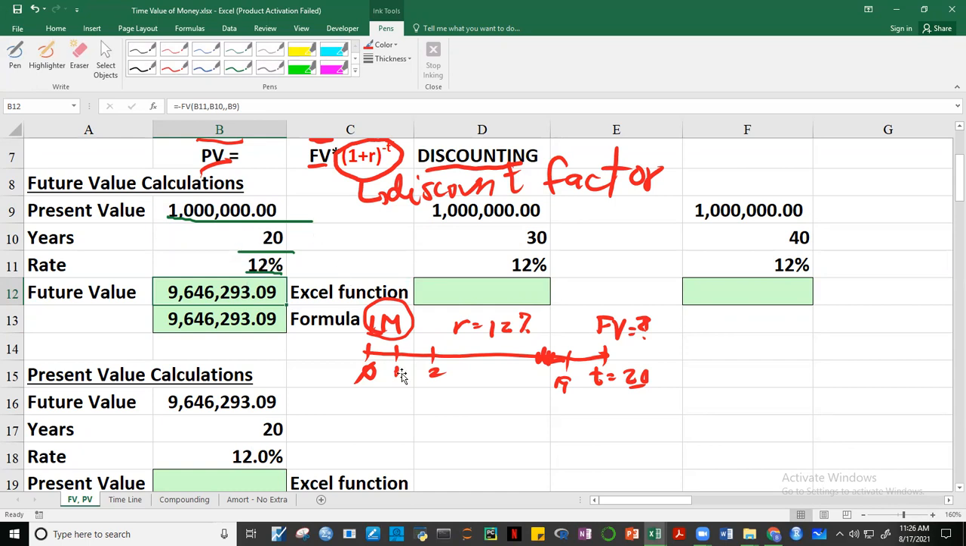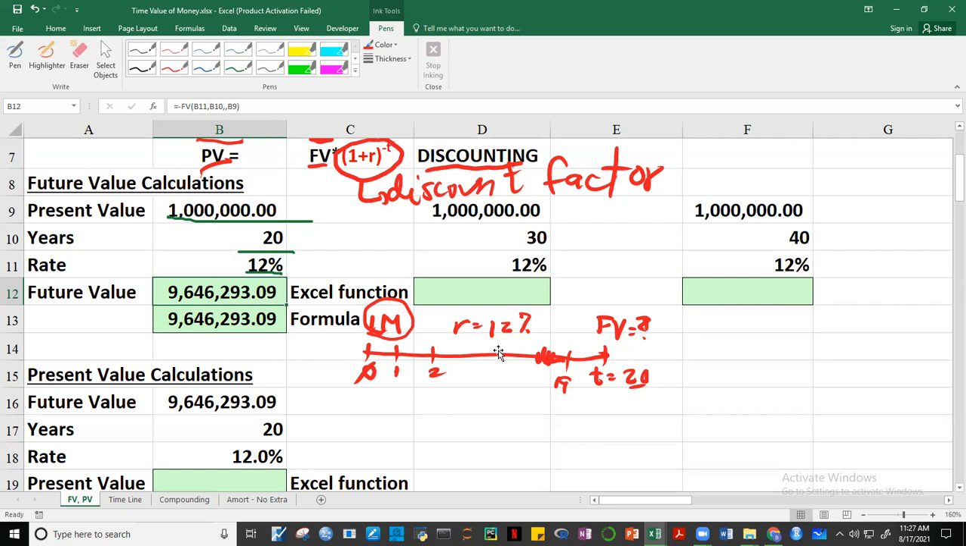Okay, so ang ibig sabihin nito, guys, ang equivalent ng 1 million ngayon is 9.646 million after 20 years, assuming that the rate of return is 12%. Okay, ganun ang ibig sabihin niyan. So they are equivalent values. So ano yung implication niyan? The term for that is, we are, I forget the term. Indifferent, that's the term.